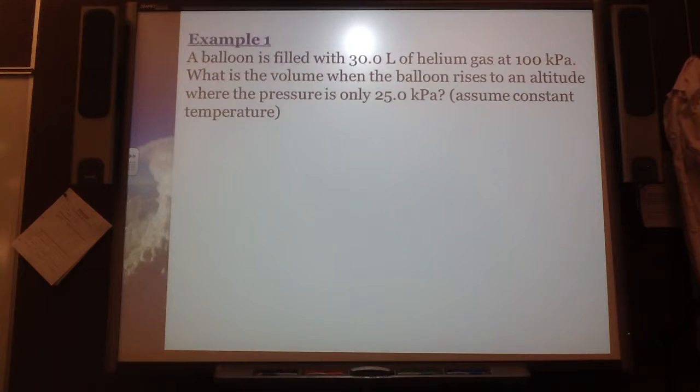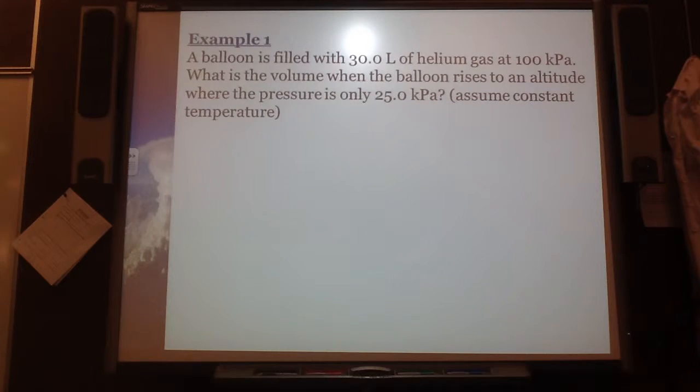All right, so the first one. A balloon is filled with 30 liters of helium gas at 100 kPa. What is the volume when the balloon rises to an altitude where the pressure decreases? Okay, so let's think about this logically.